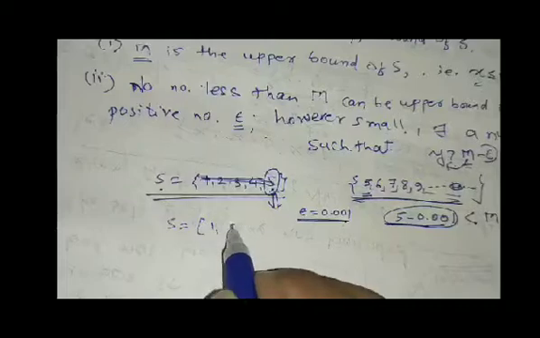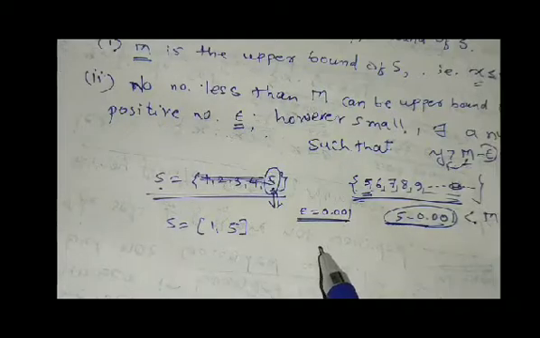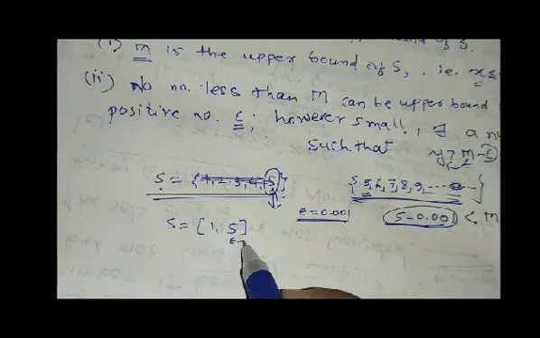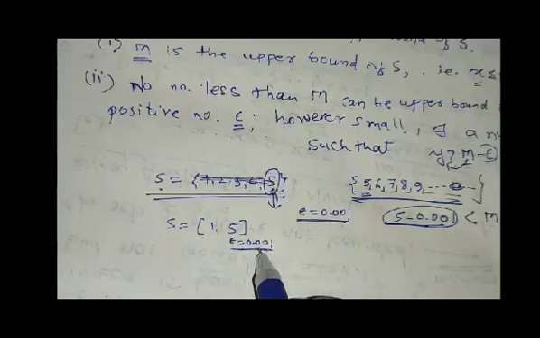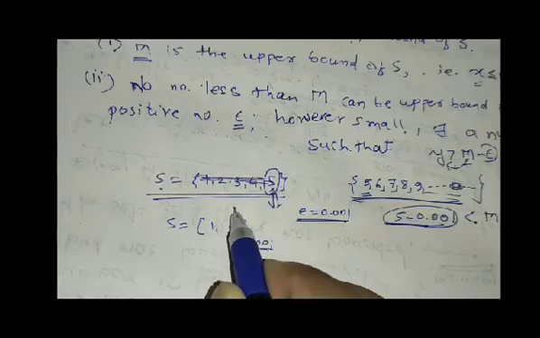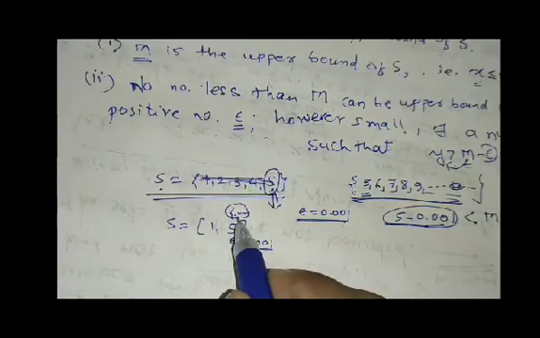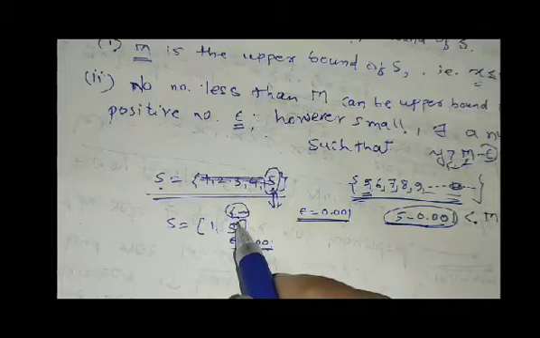So if we take the set 1 to 5, this closed interval, and if we subtract any epsilon, however small, then we get suppose 4 point something number, and this 4 point something number is present there in the set and it is greater than 5 minus epsilon.